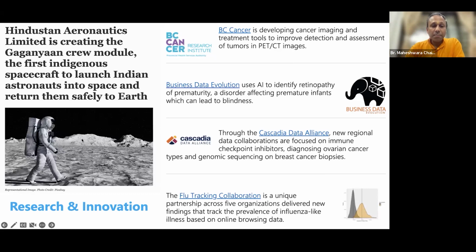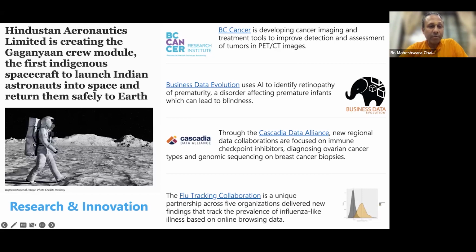On the right hand side, there is a development. All the projects are Microsoft projects. In fact, this is all available in the Microsoft website. BC Cancer is developing cancer imaging. Just imagine, cancer imaging and treatment tools to improve detection and assessment of tumors in the CT images. So you have a medical image derived from a device, and you have a software that will go through the image, assess the image, and make sure that there is no cancer or there is cancer.